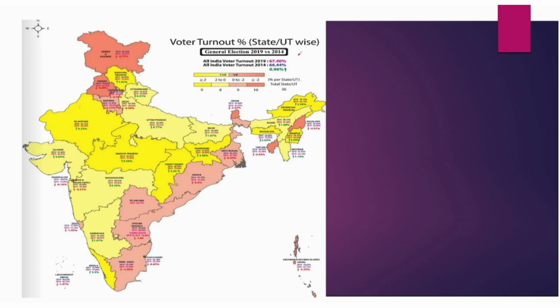The next is the voter turnout percentage. What was the percentage of voting during 2019? It was 67.40 percent. What was the voter turnout in 2014? It was 66 percent. From 2014 to 2019, it has increased by 0.96 percent.